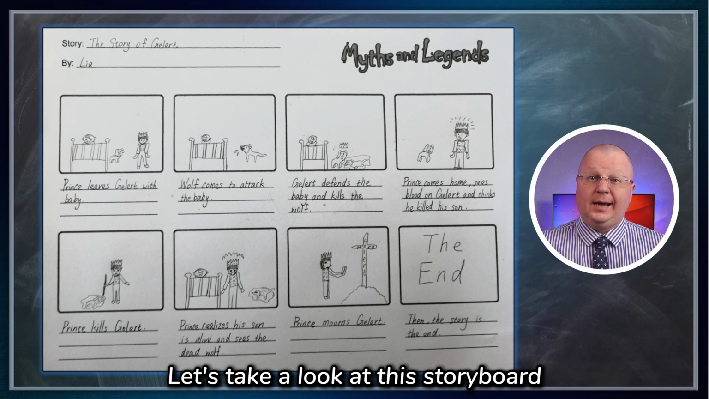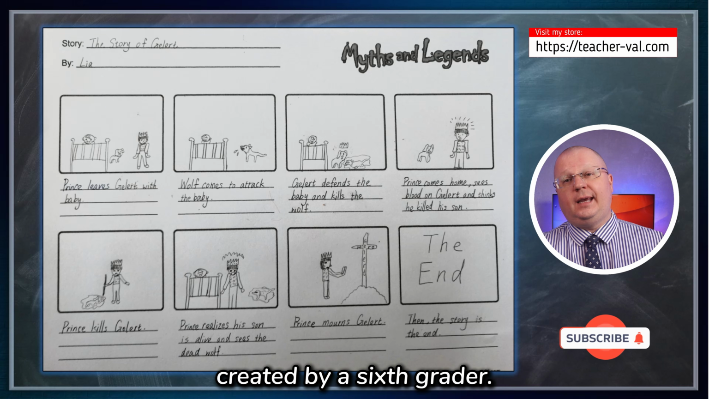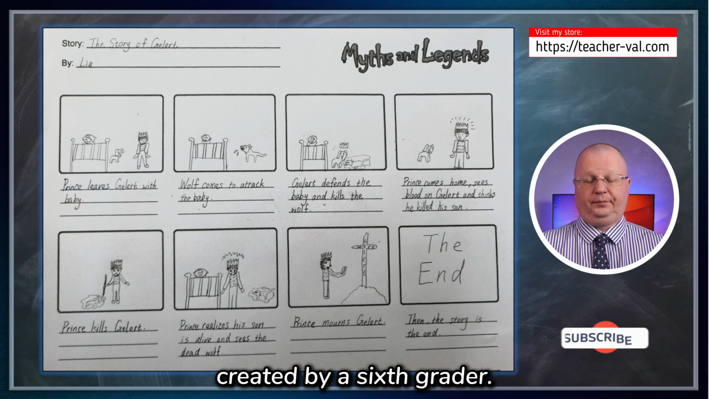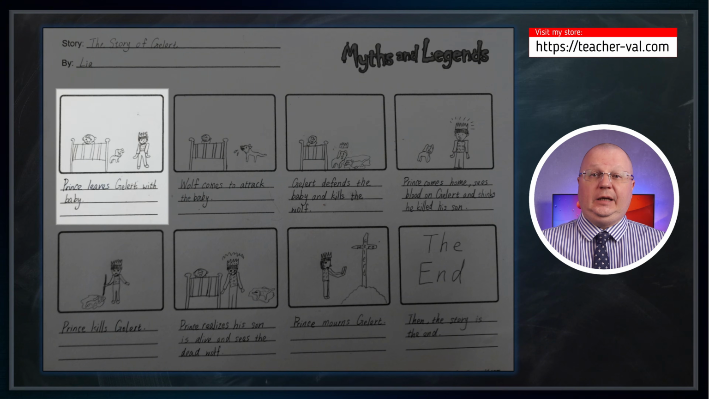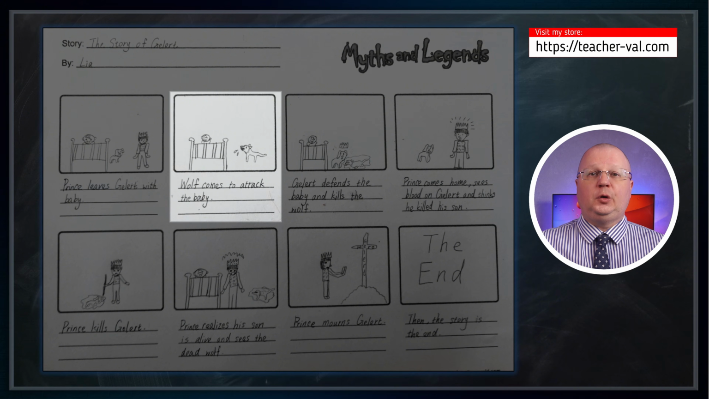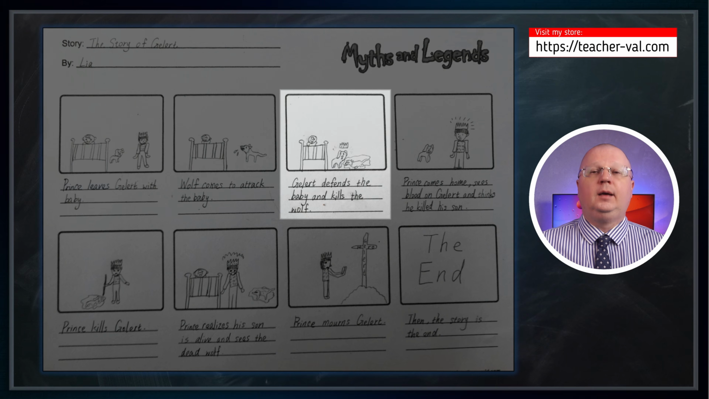Let's take a look at this storyboard created by a 6th grader. The story is called The Story of Gellert. The prince leaves Gellert with his baby. A wolf comes to attack the baby. Gellert defends the baby and kills the wolf.